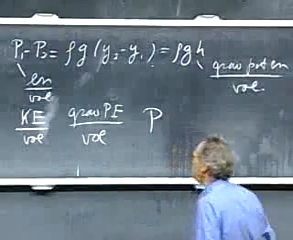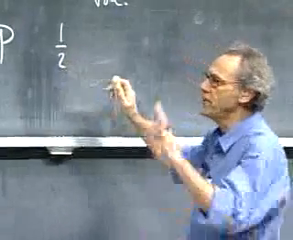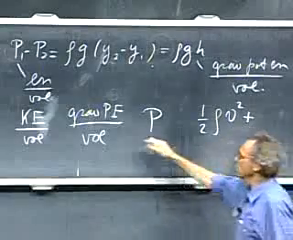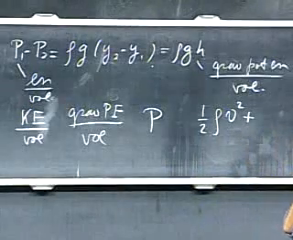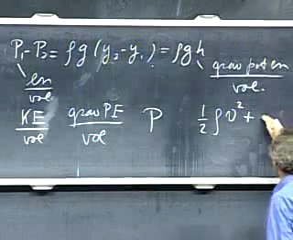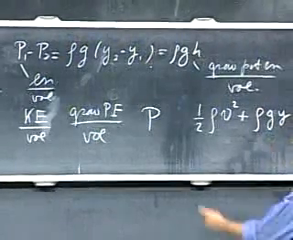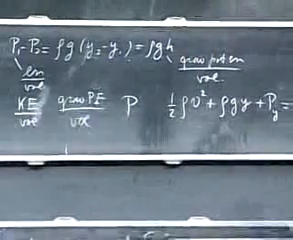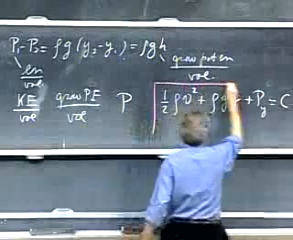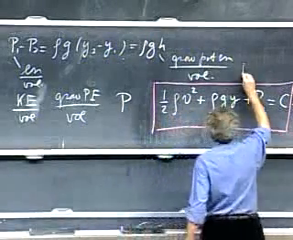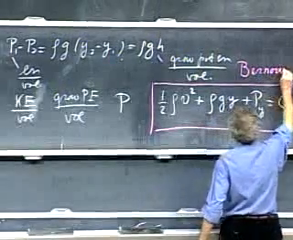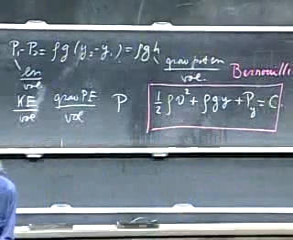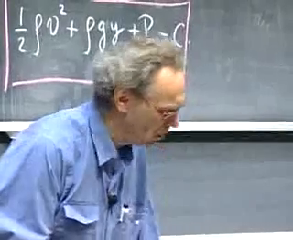What is the kinetic energy per unit volume? Well, the kinetic energy is 1/2 mv squared. I divide by volume, I get 1/2 rho v squared. What is gravitational potential energy? That is mgy. I divide by volume, and so I get rho gy plus the pressure at that location y, and that must be a constant. And this now is Bernoulli's equation. It is a conservation of energy equation. And as I will show you, it has very remarkable consequences.